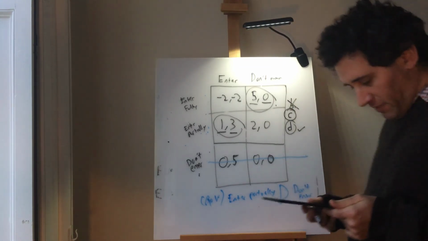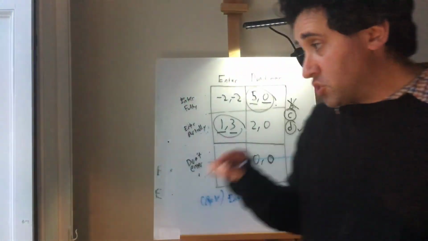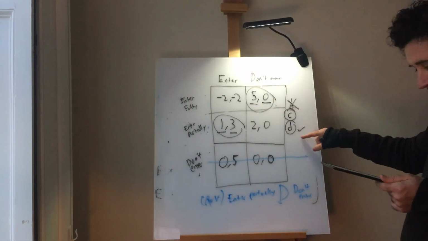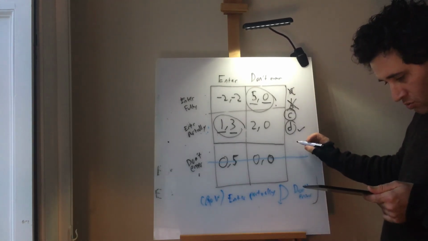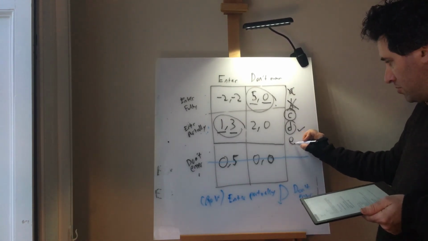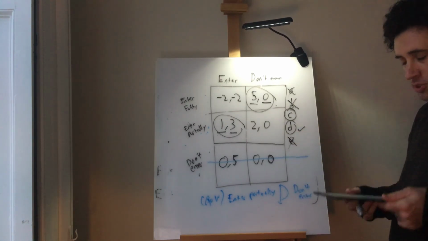Okay? I think the question said there are 2 correct answers, if I'm right. Let's double check that. Choose 2. It said choose 2. So C and D are correct. What about A? There's only one Nash equilibrium? No. What about E? There are no Nash equilibrium in pure strategies? Well, we found 2. Okay.